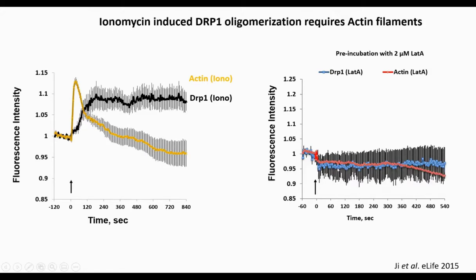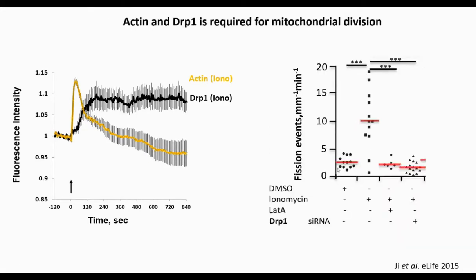And as I told you, this actin filament assembly is dependent on INF2. Consequently, what we also notice is when you add ionomycin, you have a lot of mitochondria dividing. But if you inhibit this actin filament assembly, either by using this small molecule inhibitor called Lat-A or by inhibiting this important protein called Drp1, both of these completely inhibit this stimulus-induced mitochondrial division.